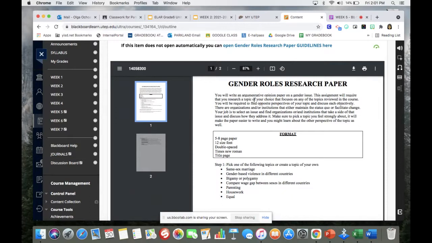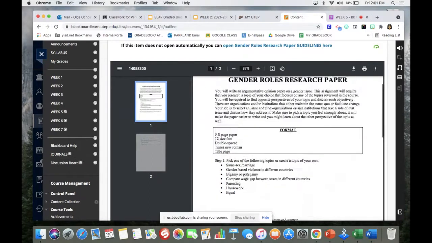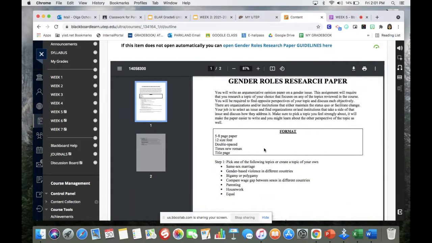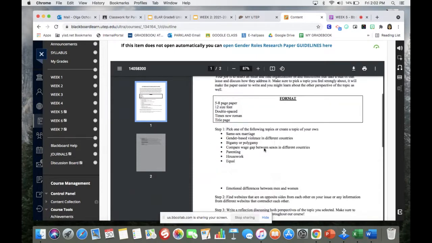Now, you will be writing an argumentative paper. So what that means is that you're going to select a topic, and I even give you some topics that you can pick from, but it's open to anything related to what we've covered in the course, okay? It doesn't have to be only from the list that I gave you. And what you're basically going to be doing is giving me both sides of the argument.